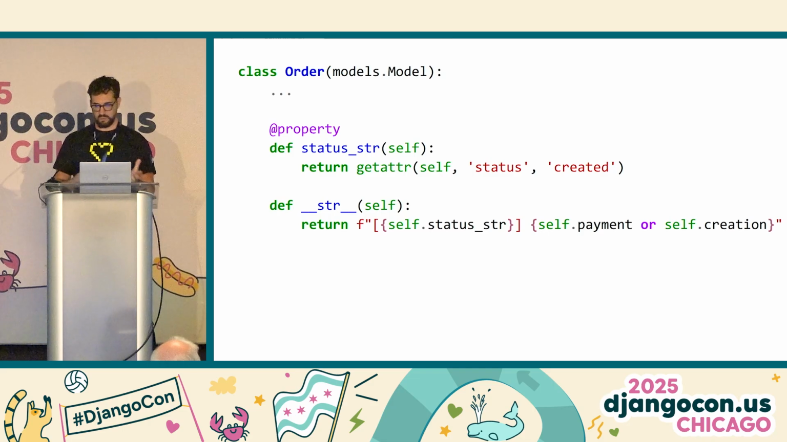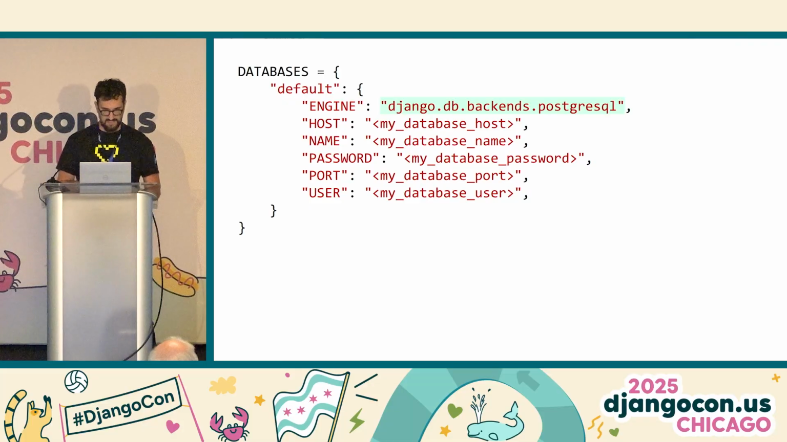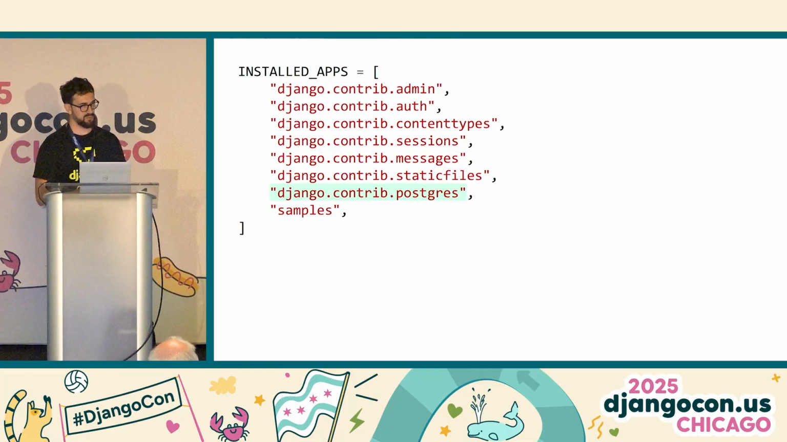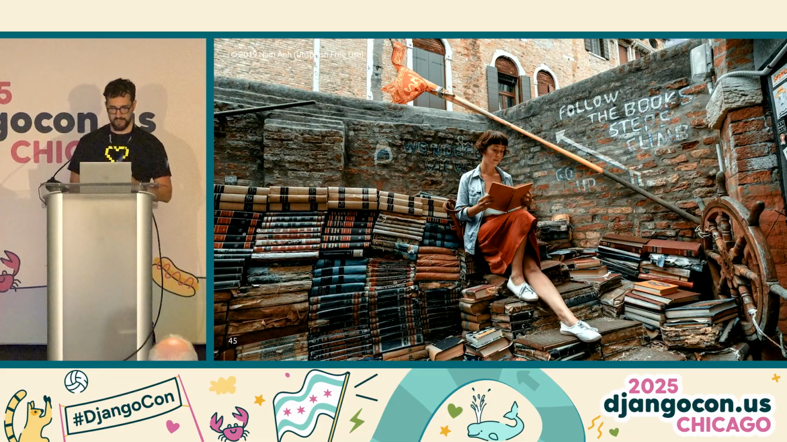Okay, to do more complex things, we move to another database backend, of course, Postgres. After instantiating the new database engine, we are also going to activate the contrib Postgres module to see something different. We go back to Venice.